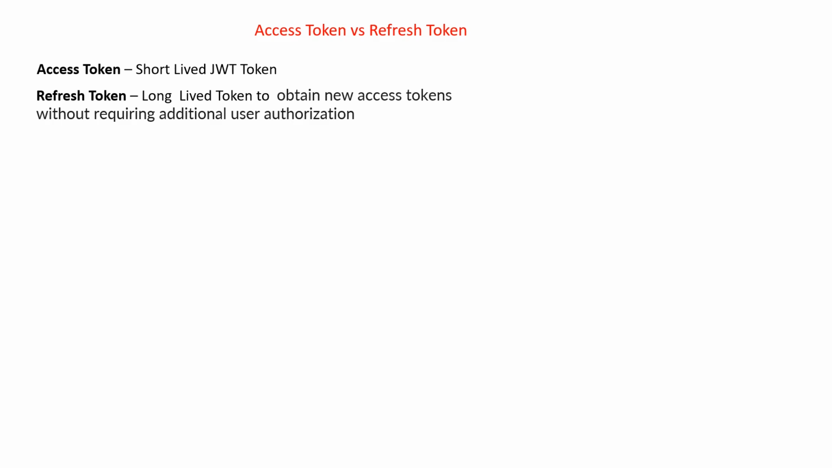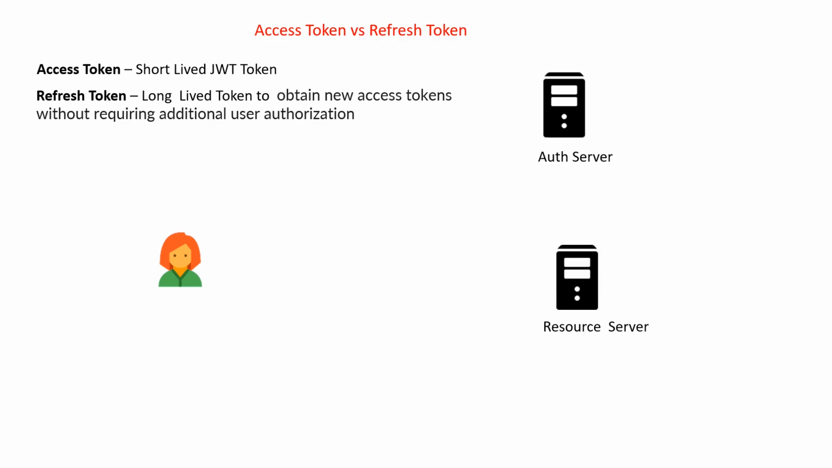Let's understand this by this workflow. Here we have a user, an auth server, and a resource server, right? The auth server is the server which generates the JWT token and the refresh token. The resource server is the server which has the resources the user is interested in accessing. Generally, the first time when the user is authenticated, the user will be issued two tokens. One is the access token, another is the refresh token, right?